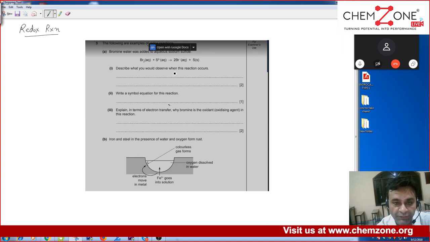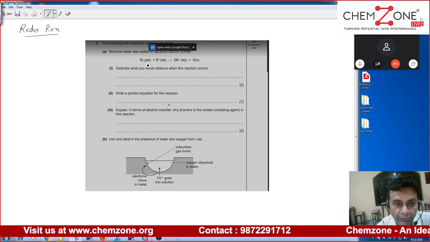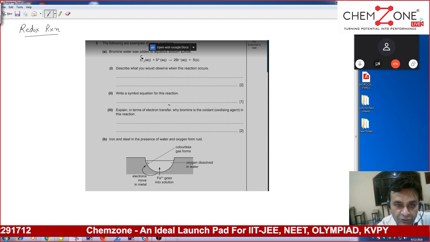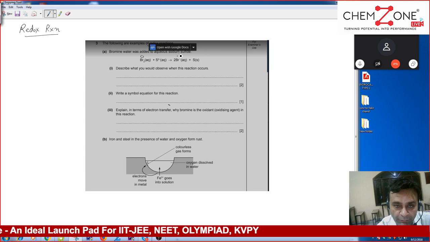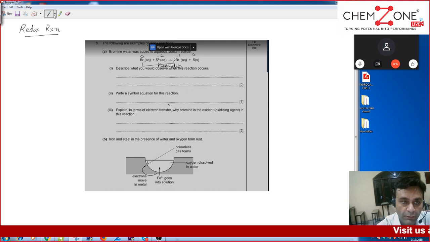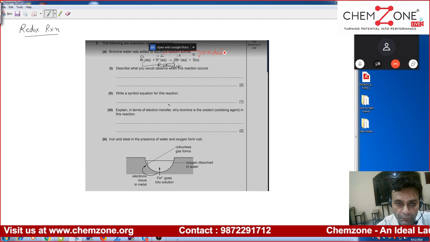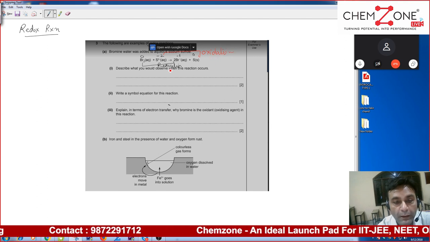Describe what you would observe when this reaction occurs. So what would you observe? Bromine has oxidation number 0 and it becomes Br negative, meaning minus 1. The sulfide ion is minus 2 charge, now it is 0. I can say the bromine is getting reduced, because of gain of electrons. And the sulfide ion from minus 2 to 0, this is a process of oxidation.